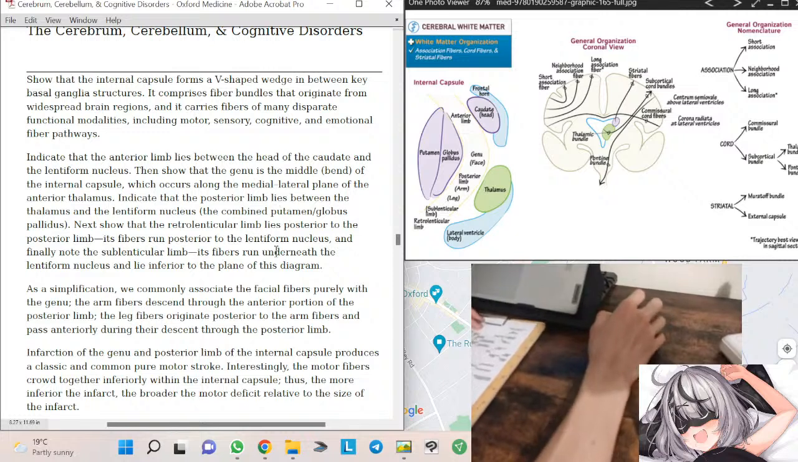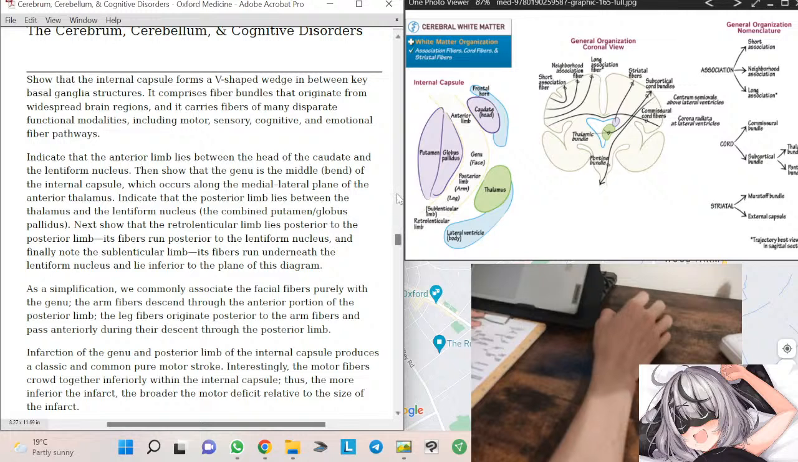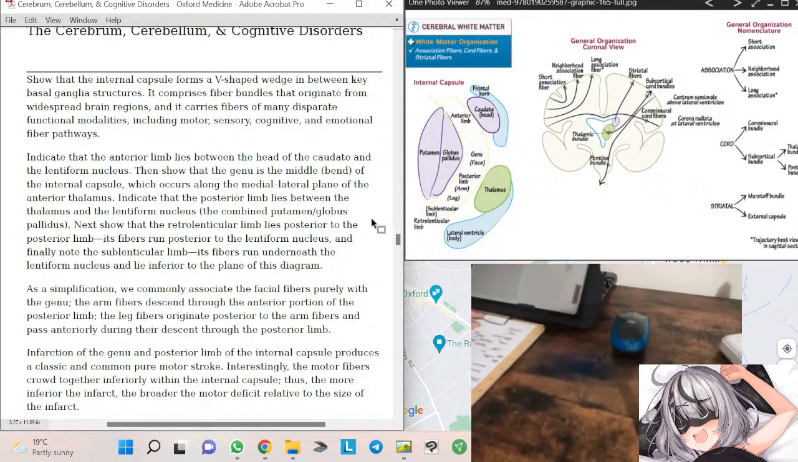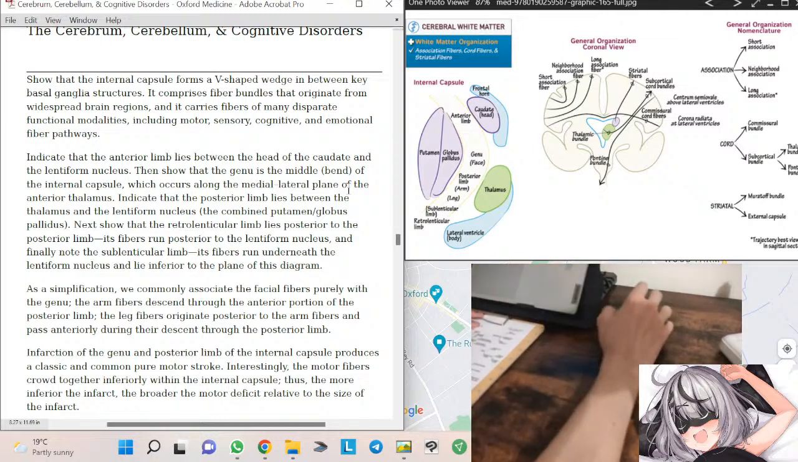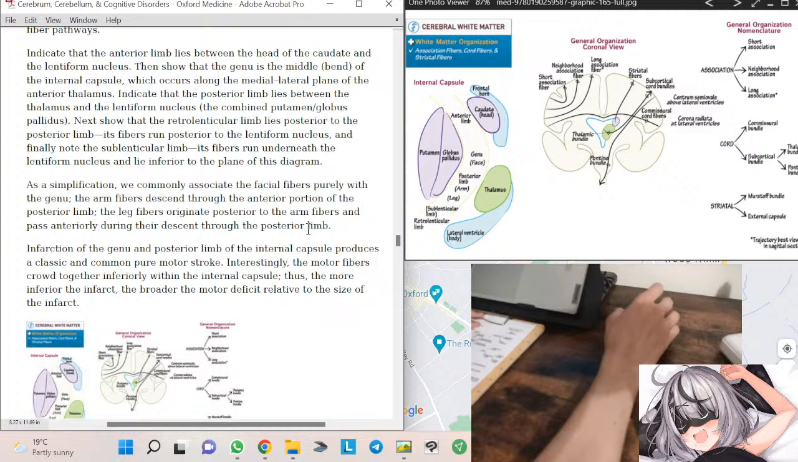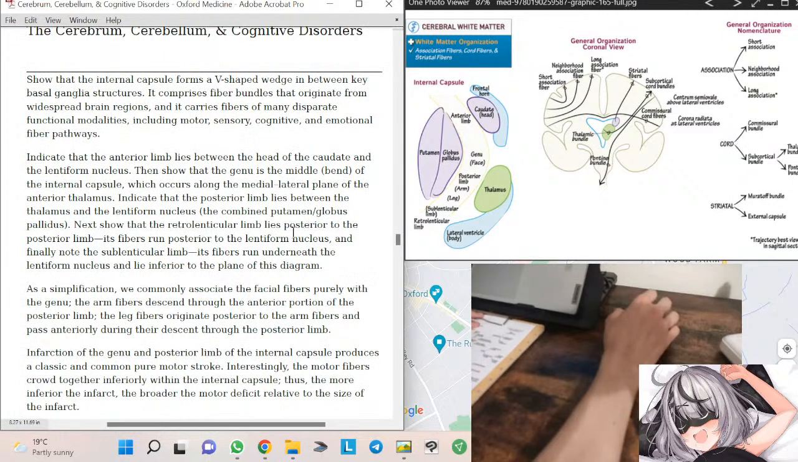As a simplification, we commonly associate the facial fibers purely with the genu. The arm fibers descend through the anterior portion of the posterior limb. The leg fibers originate posterior to the arm fibers and pass anteriorly during their descent through the posterior limb. Infarction of the genu and posterior limb of the internal capsule produces a classic and commonly pure motor stroke. Genu, posterior limb.